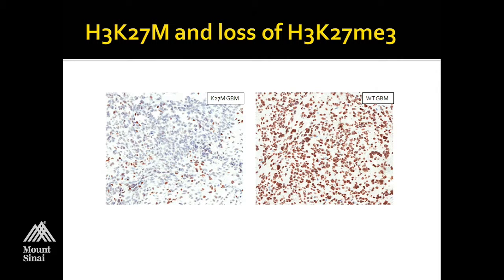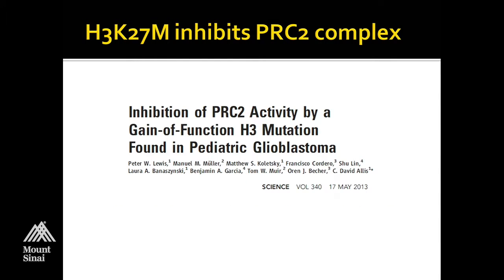And here's a GBM that we know has that mutation. And again, in here, there's some normal cells, but all of the tumor cells have lost this trimethyl mark. So the thing that's interesting about that is that this is telling us that not only is the trimethylation lost on the mutated lysine, but it seems to be lost on pretty much all of the lysines on the histone 3s. So it's some kind of dominant negative effect.